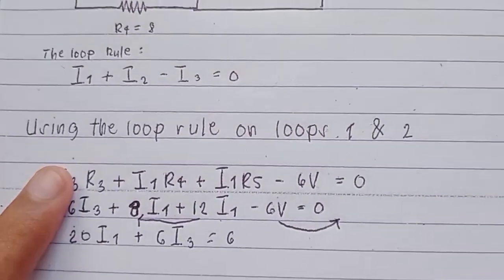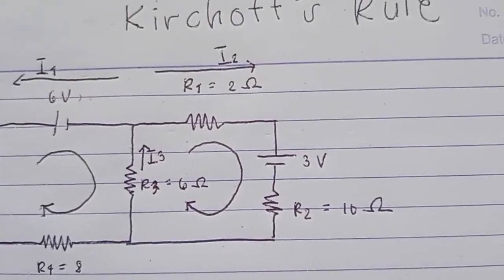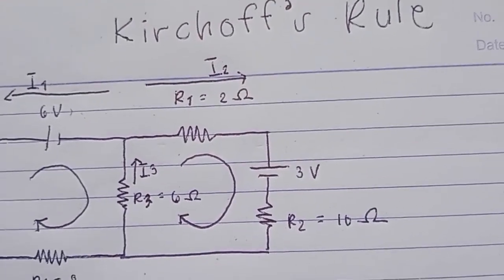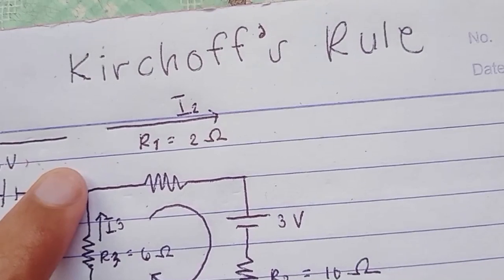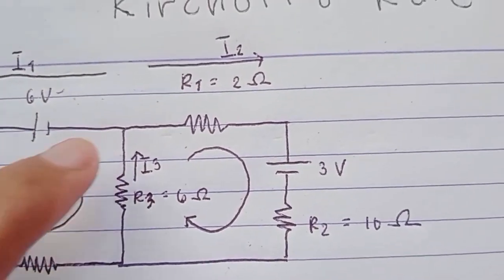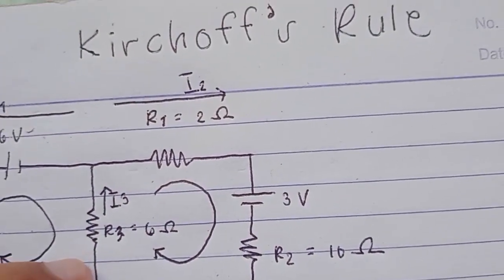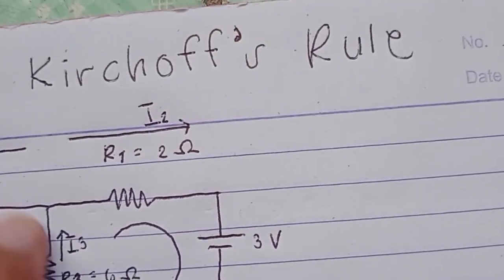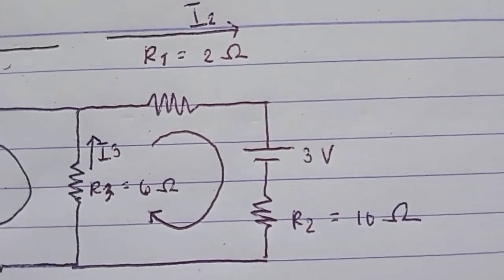We have I3R3, which we found here because we use the clockwise current. So our current will be going clockwise. So we first go here. So we found I3R3. It's positive because it's going against our current. You see the arrow of I3 is going up and our current is going the opposite way. So that is why it is positive.